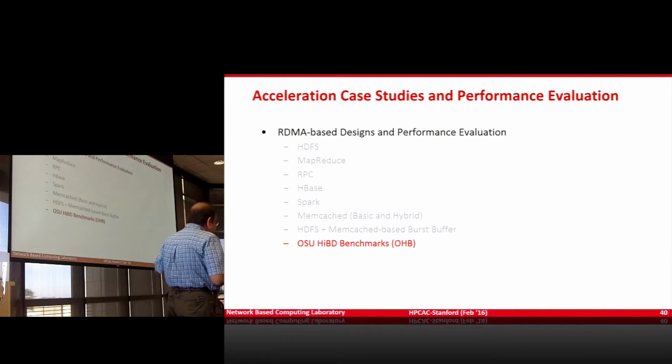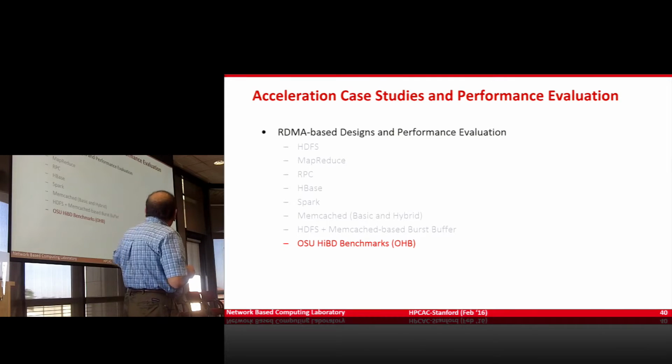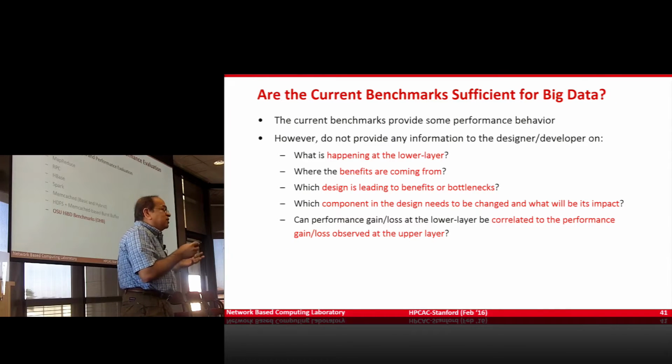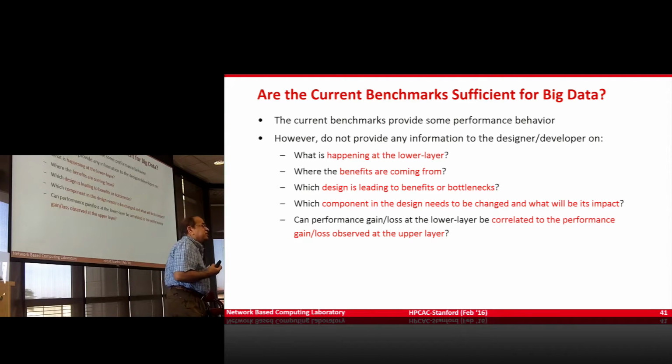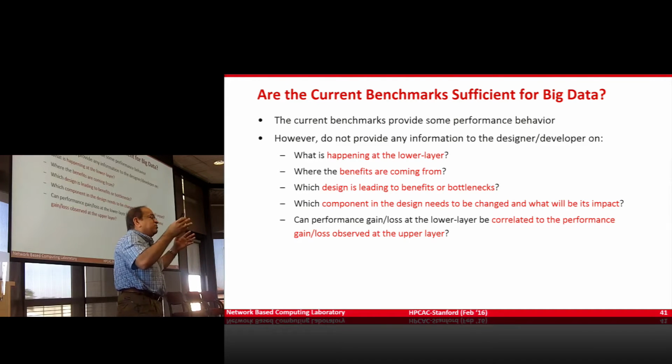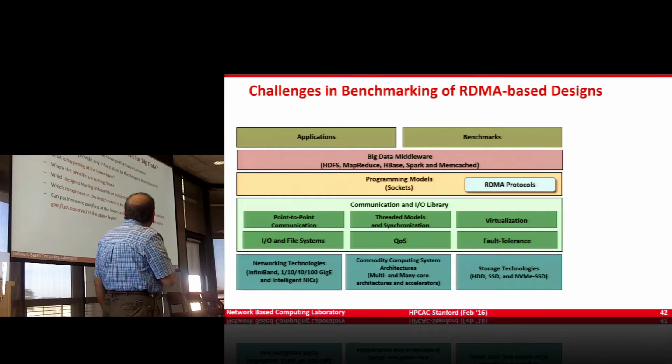Through these numbers, I also want to stress that there is a big need for micro-benchmarks to guide these kinds of designs. What we learned ourselves, and what the community is also experiencing, is that when you do some design, you see some benefit, like the 44% benefit I showed for sort. But where that benefit is coming from, from which layer, from which operations, nobody knows. So the question is what is happening at the lower layers, where the benefits are coming from, which design is leading to benefits or bottlenecks, and which components in the design need to be changed.